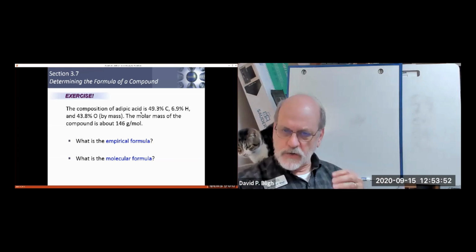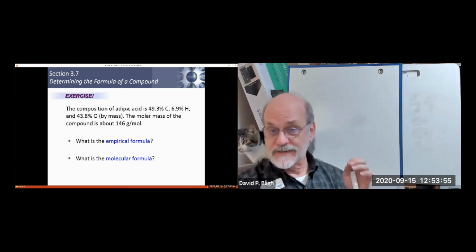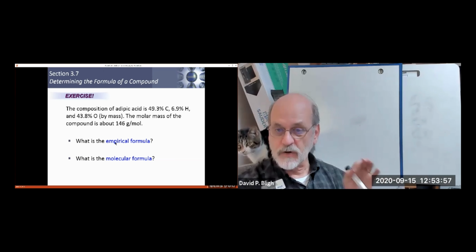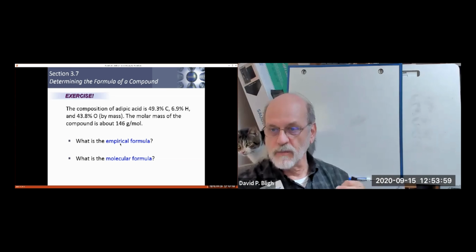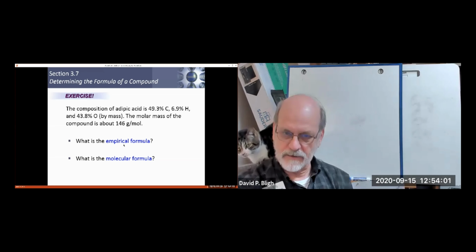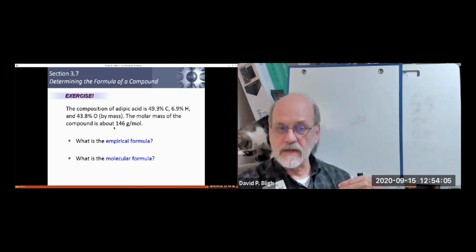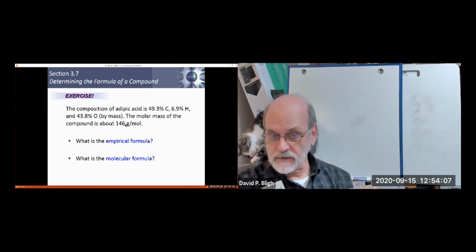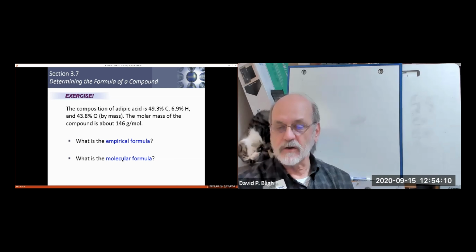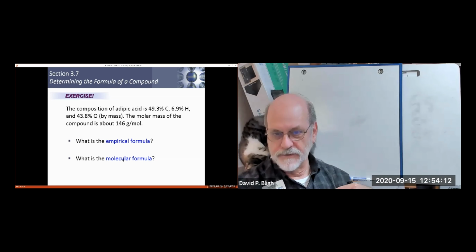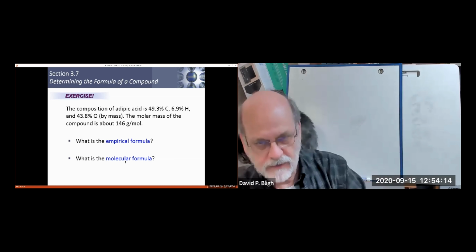So the first thing you do is use this percent composition data to determine the empirical formula, the simplest whole number ratio of elements in the compound. Then the step after that is you use the actual molar mass to determine what the molecular formula is. Okay, so I'll show you how that goes.